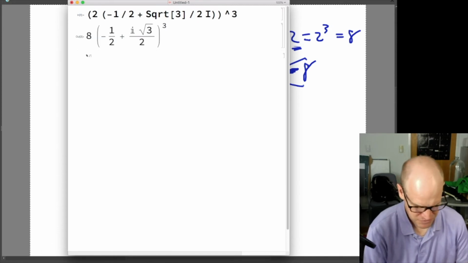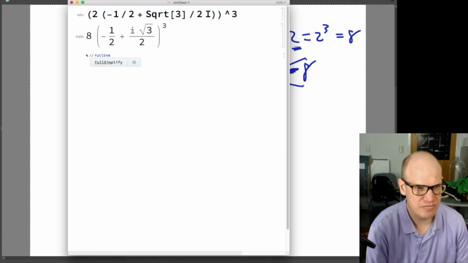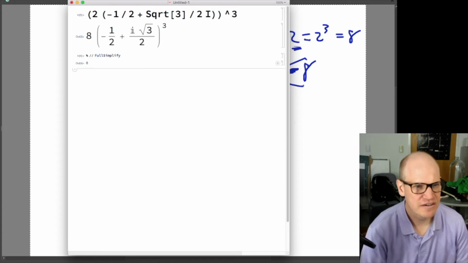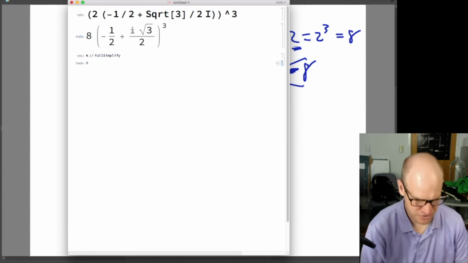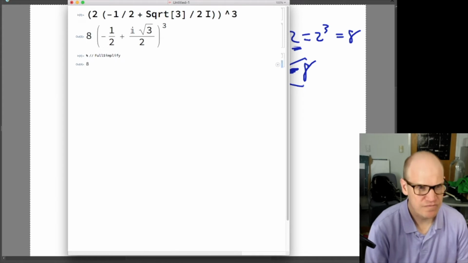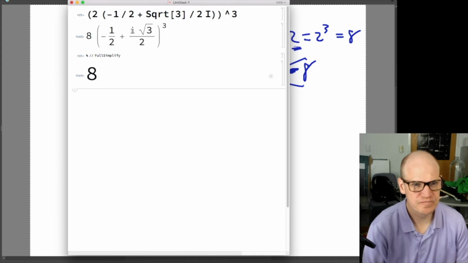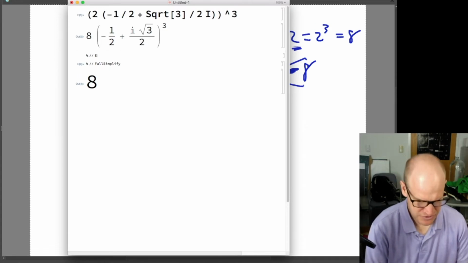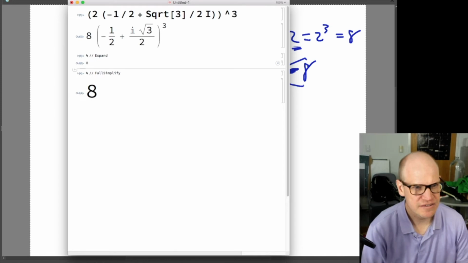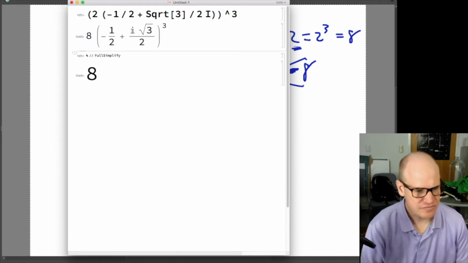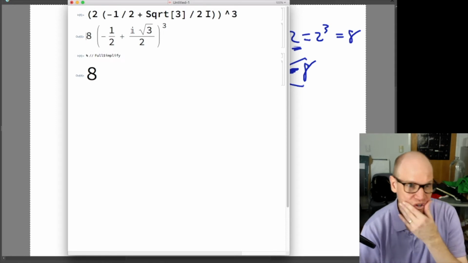okay, full simplify, 8. It doesn't look like it says 8, but it does say 8. Let me see what happens if I do expand. Option says expand. Oh, it does 8. So there we go.